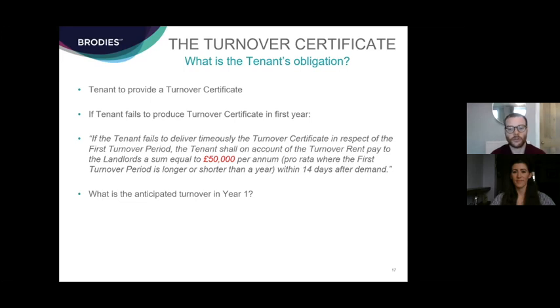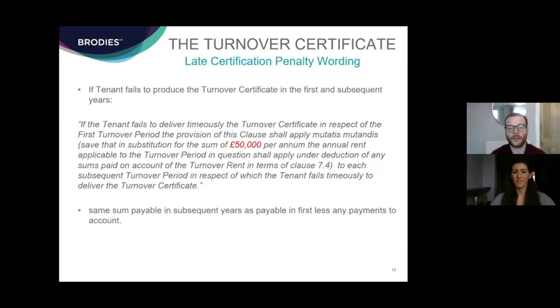If we move on to the next slide, we can look at another scenario. In this case, the tenant hasn't produced their first turnover certificate, and then in the next year they don't produce it again. I'll give you a moment to have a look at that clause. Now, that's quite a legalistic clause, but basically what it says is that if they don't do it in the second year and they've not done it in the first year, then they pay the same amount again.